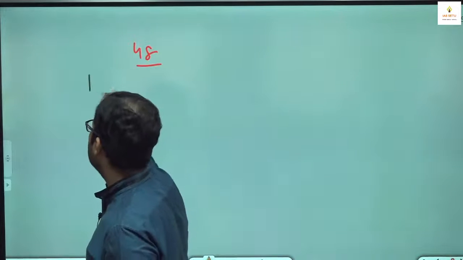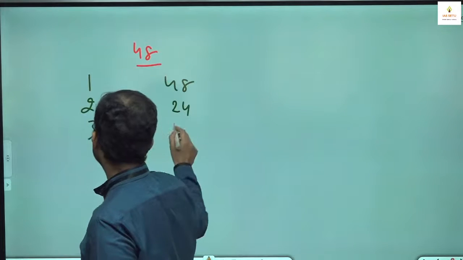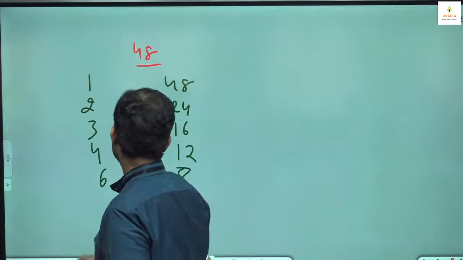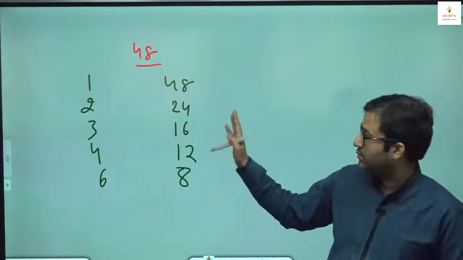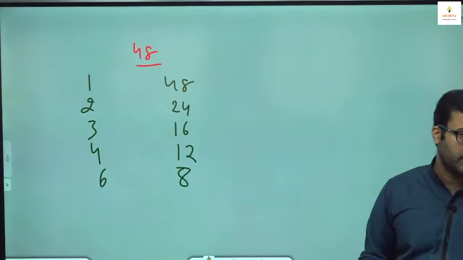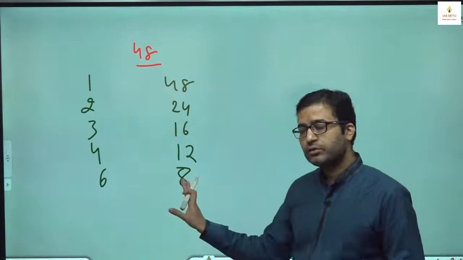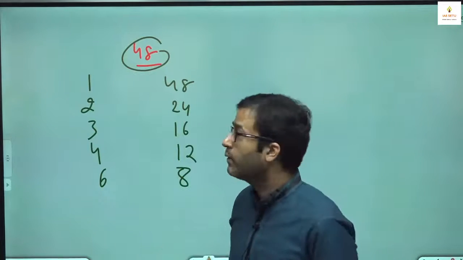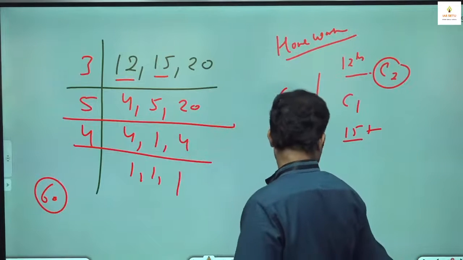फोर्टी एट के फैक्टर है 1, 48, 2, 24, 3, 16, 4, 12, 6 and 8. These are the factors of 48. I will tell you, don't worry, how to find the number of factors. I will tell you. अभी LCM हो गया ना, ठीक है.